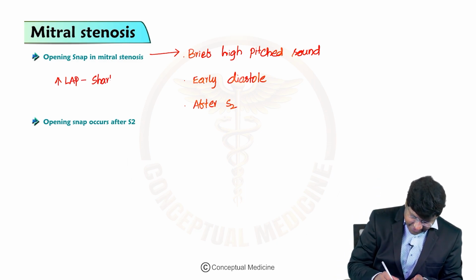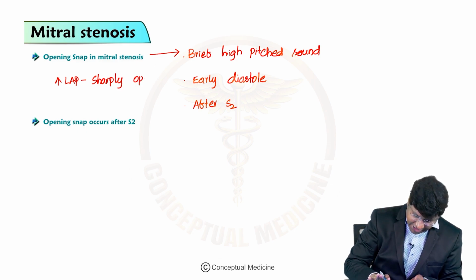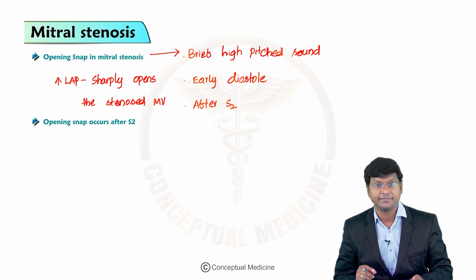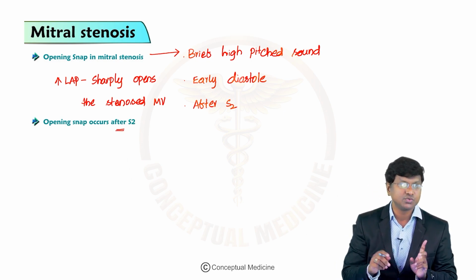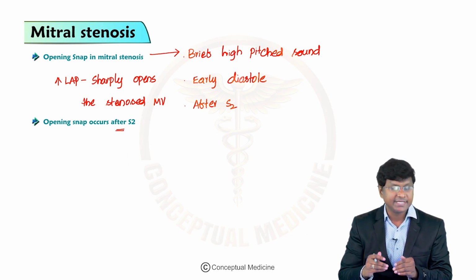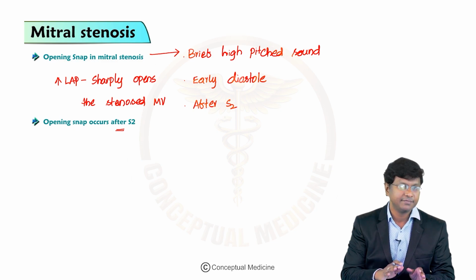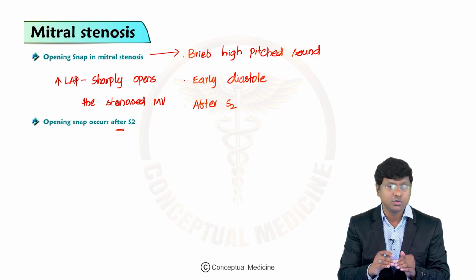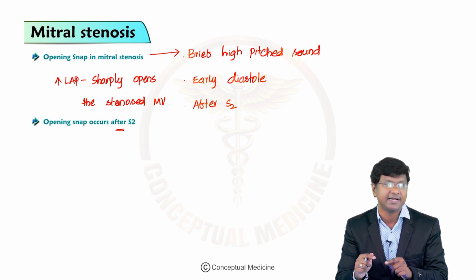So this elevated left atrial pressure sharply opens the stenosed mitral valve, and that will result in a sound that is the opening snap. And this opening snap occurs after S2. And S2 occurs due to closure of your aortic valve and the pulmonary valve. I mean, it is mainly during your protodiastole or isovolumetric relaxation phase.